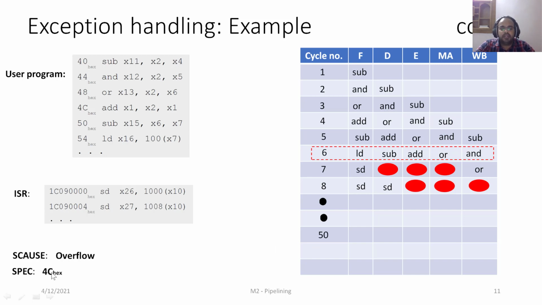It will use the value in SPEC, which is 4C here. This is the PC. It will start fetching the instructions from there. So which is add in our case. So in cycle number 50, it will start fetching add, and 51, the next sub instruction gets fetched, and so on and so forth. So this is how the hardware malfunction exception was handled by both the hardware and software.